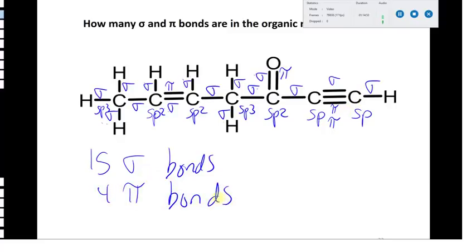All right, so again, with larger structures, we can do the same thing. It comes down to steric number, being able to predict hybridization, and then the number of single and double bonds allows us to predict whether they're sigma or pi.